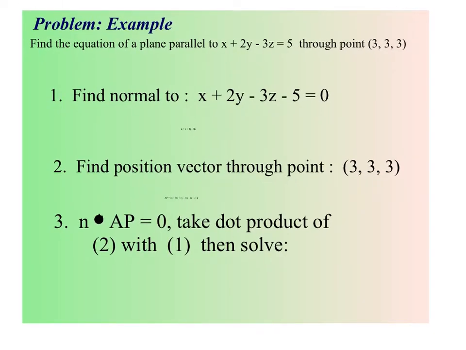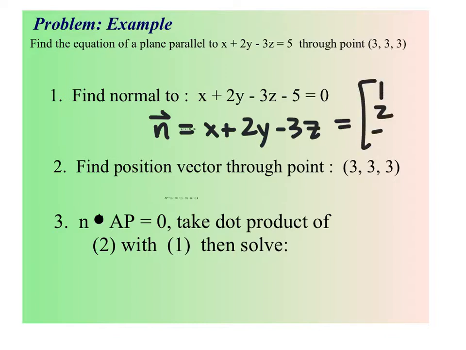Okay, so I want to find the equation of a plane parallel to that plane through the point 3, 3, 3. So the first thing I want to do is find a normal vector. The nice little trick I showed you on the last page is that finding a normal vector given the equation of a plane is easy. It's going to be x plus 2y minus 3z. You could also write that in this form, 1, 2, negative 3. It's always these coefficients, you guys. Always, always, always.